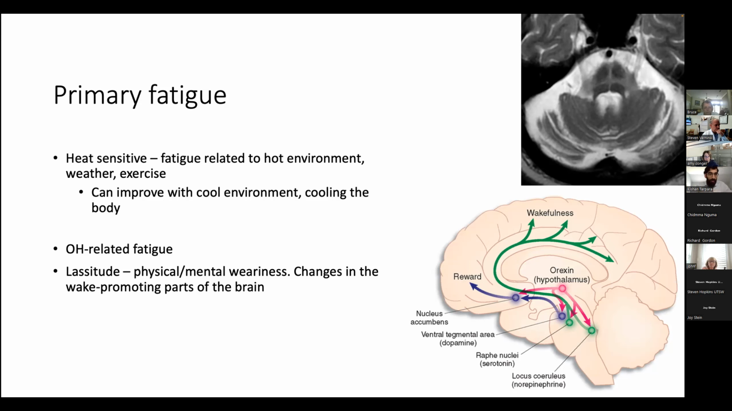for promoting wakefulness. So the picture on the top here is what we call the hot cross bun sign. That's just a picture on an MRI where part of the brain stem called the pons is degenerating or wearing out. And the bottom picture is one of the systems that are involved in promoting wakefulness. And that's an area where the brain is degenerating, and sometimes these pathways or systems in the brain that promote wakefulness are disrupted by the disease itself.